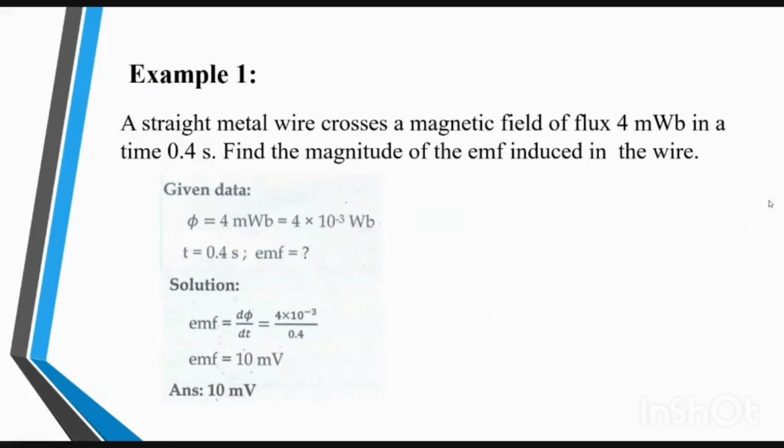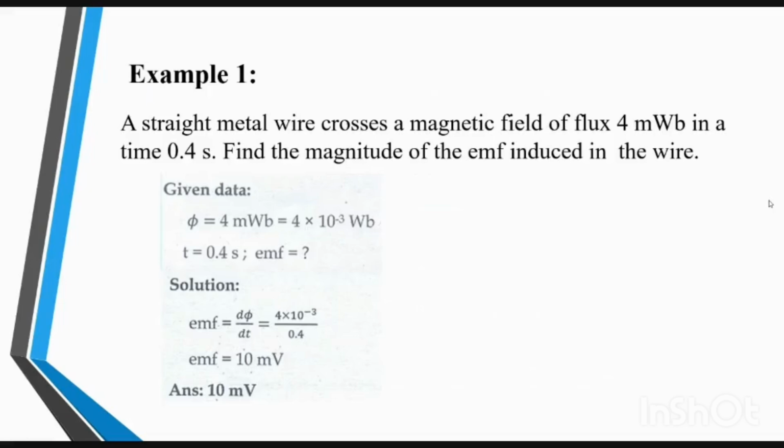So let us see some examples. First one, a straight metal wire crosses a magnetic field of flux 4 milliweber in a time of 0.4 second. Find the magnitude of the EMF induced in the wire. Therefore, the given data are phi equal to 4 milliweber, that is equal to 4 into 10 raised to minus 3 Weber, and the time t equal to 0.4 second. So we need to find out the EMF.